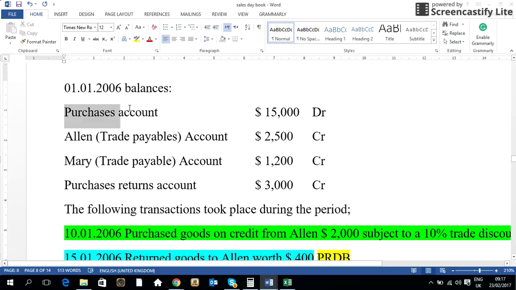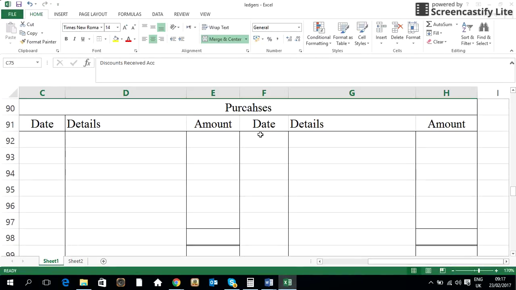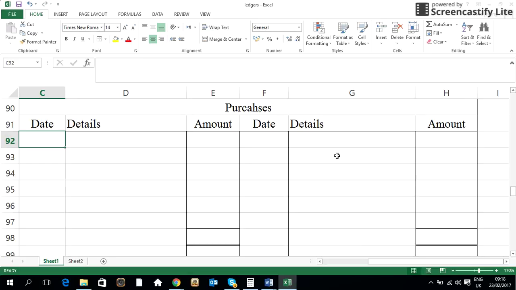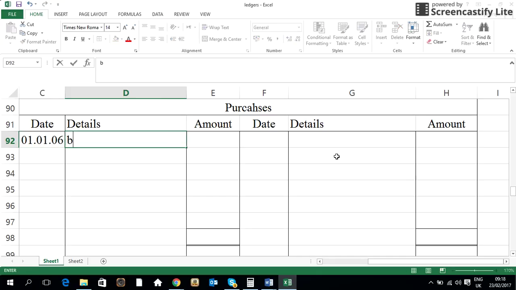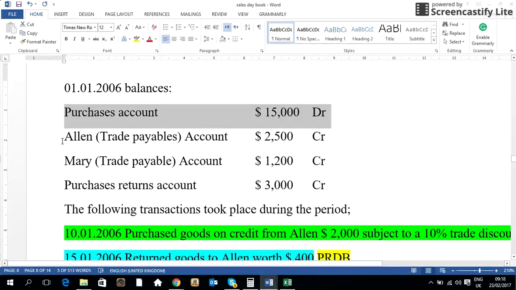So first, let's enter the purchases account balance, 15,000 on the debit side. So let's move to the purchases account. On the debit side, the year beginning date, 1/1/06, and in the detail column write brought down, and the value is 15,000. Now let's move on to the next one.